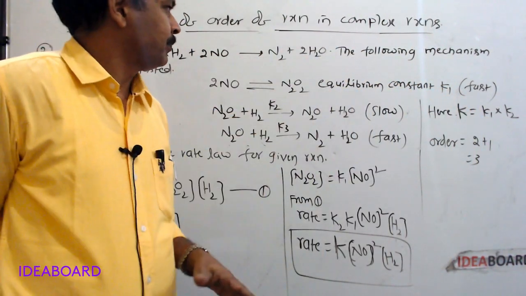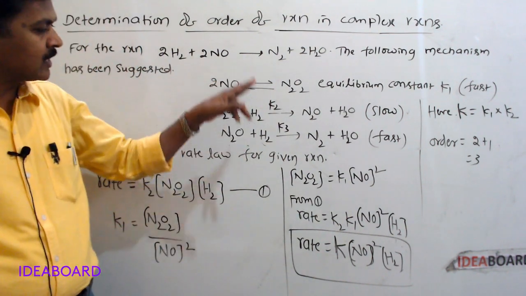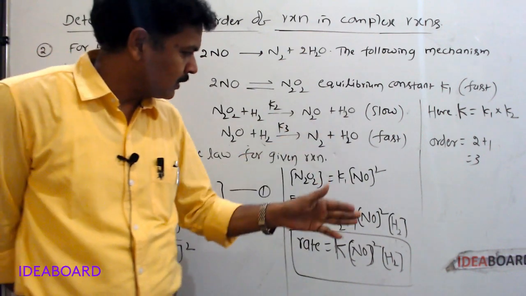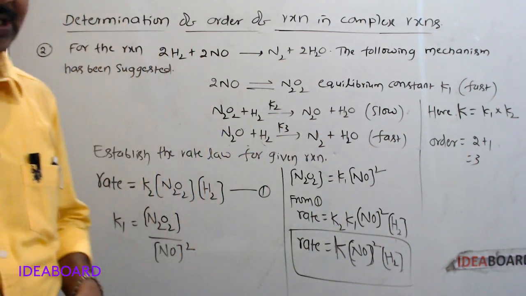This reaction is given. For this reaction, reaction mechanism is given. By using this reaction mechanism, we can write the rate law and we can determine the order of reaction. Next, I'll give one more example.